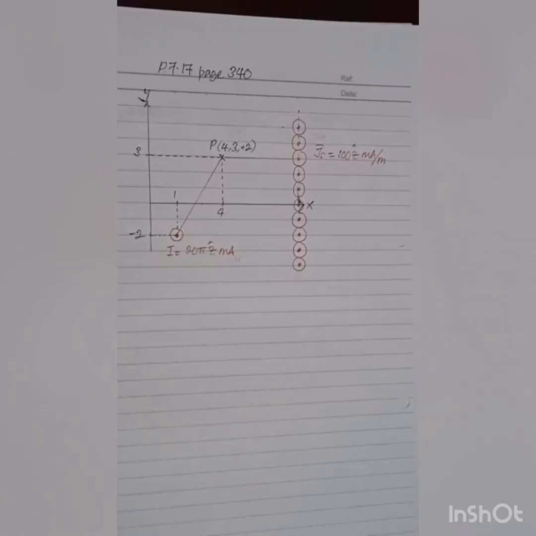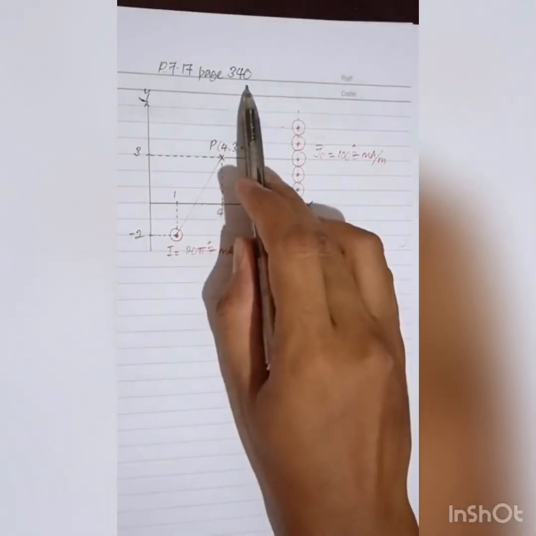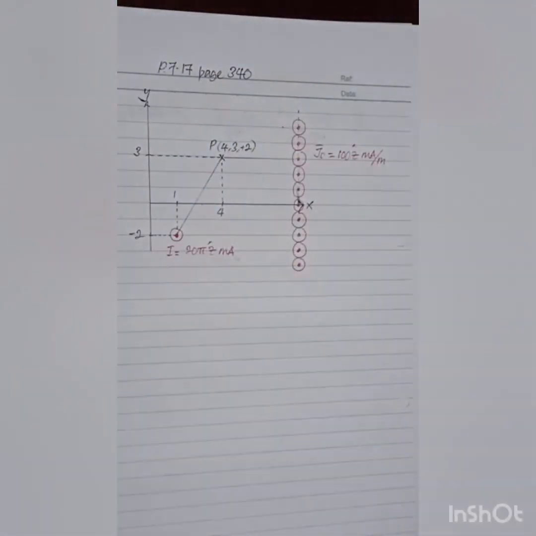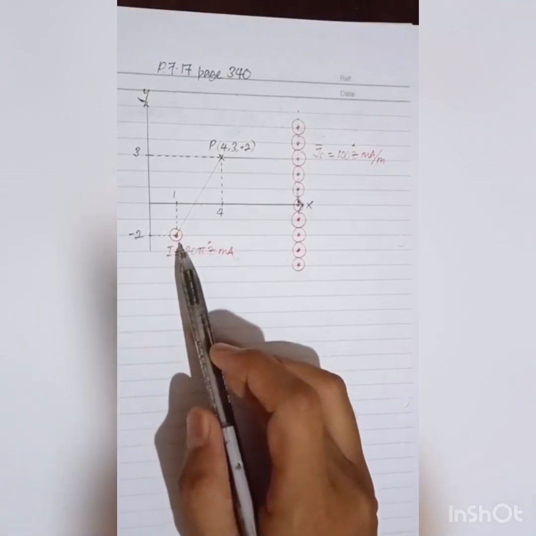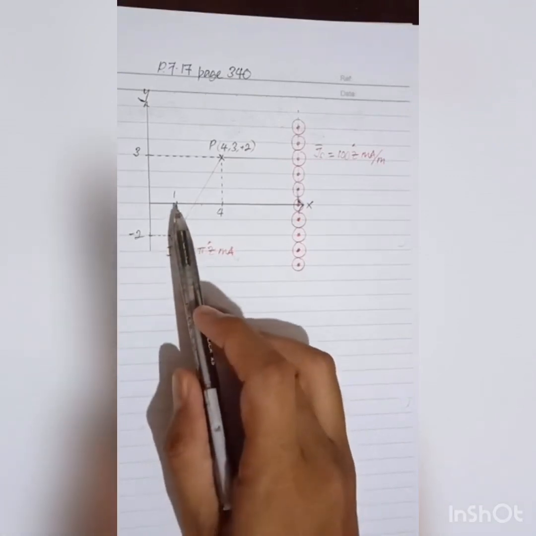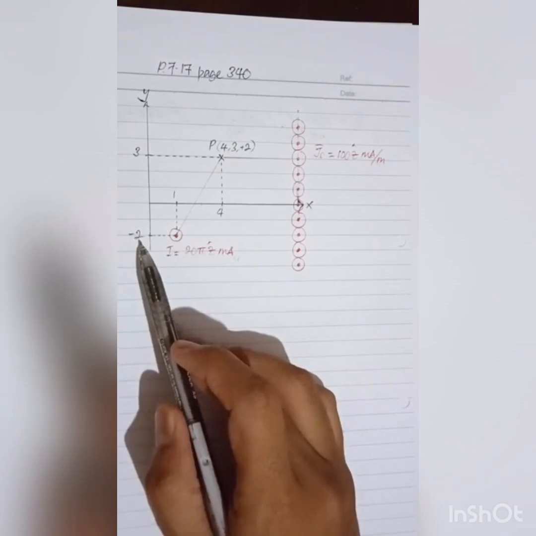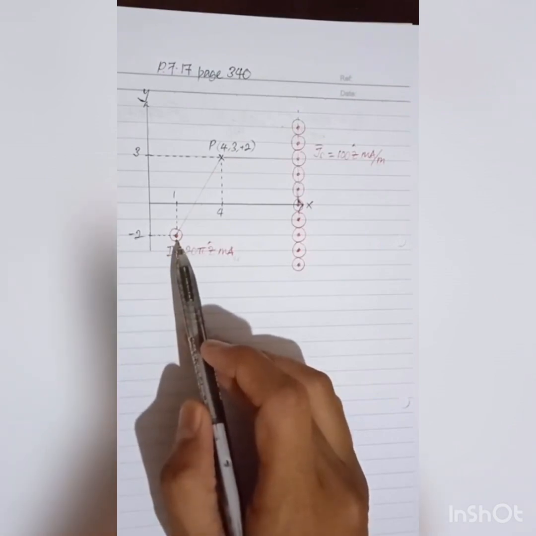Alright, my dear students, so let's look at one example, and you can refer to the textbook, page 340, problem 7.17. So for this case, we are given two types of current. The first one here, the line current, located at 1, minus 2, and we assume a very long line current.